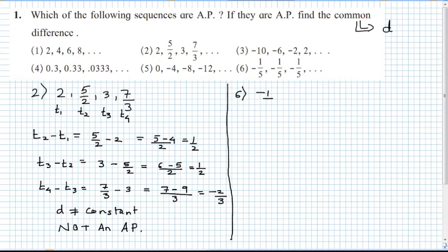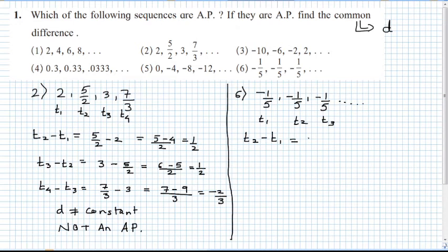Minus 1 upon 5, minus 1 upon 5, minus 1 upon 5. Interesting. What has happened here? All the terms are the same. So how should we check? Same method. Our method doesn't change. Let these terms be T1, T2 and T3. What do we check first? T2 minus T1. Let T2 minus T1 be d. You have to mention that.